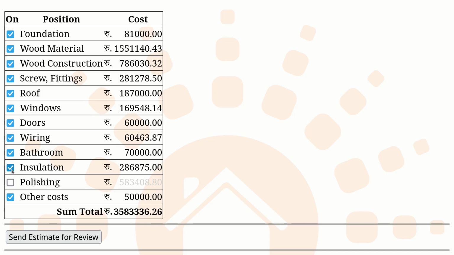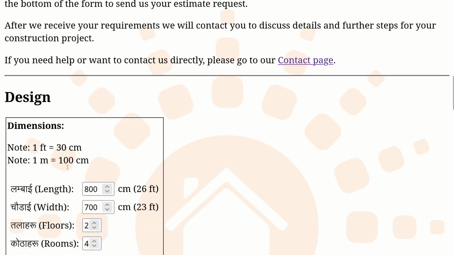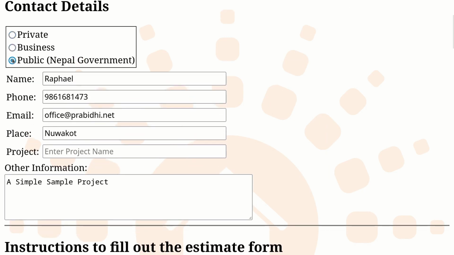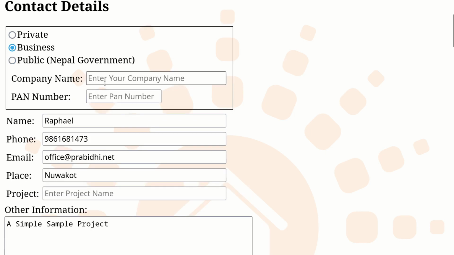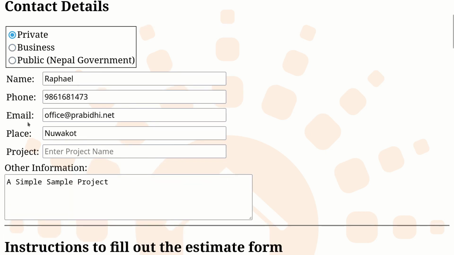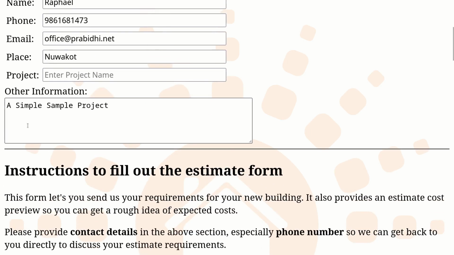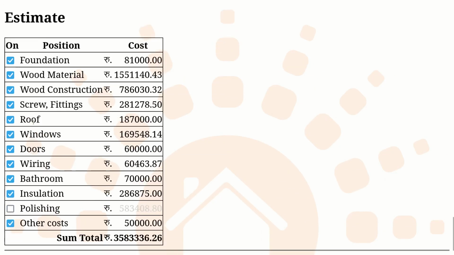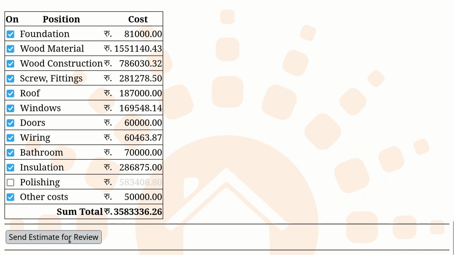So if you are fine with all the information that you entered, even at the beginning with the contact details, if you are part of Nepal government, you can also choose this. Or if you are a business, then you can enter your company name and also your PAN number. It will make it easier later for the record. Okay. Then if you are happy, for now we use private contact. And then if you're happy with this, at the bottom of the form, you send estimate for review.